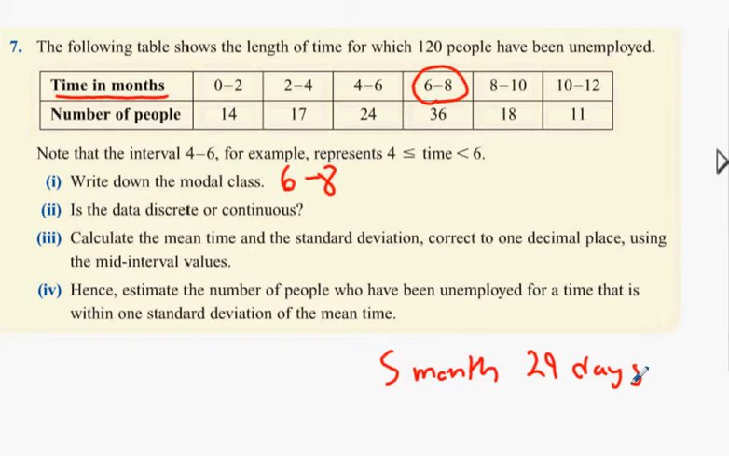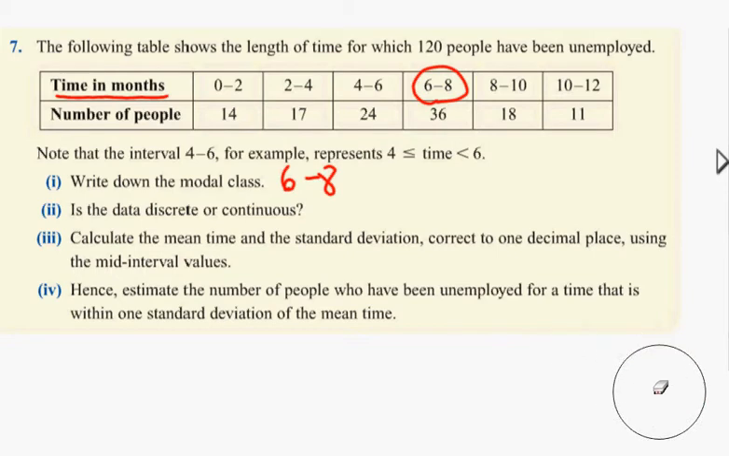Discrete data would be like how many goals you scored in a game. You either score 1 or you score 2. You can't have 1.9 or 2.01. It doesn't work that way. So anything that you measure is usually continuous. Okay? Now, so we're going for continuous data.